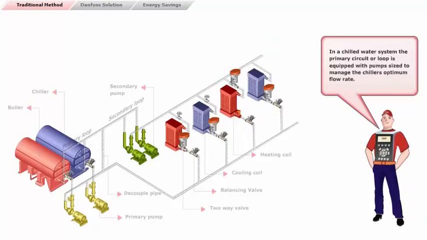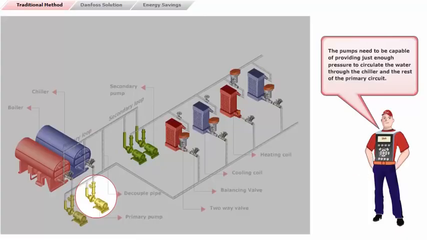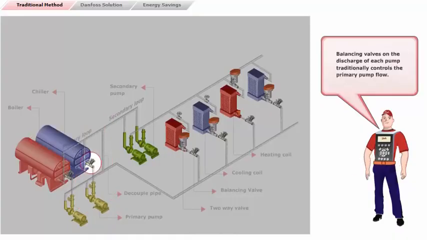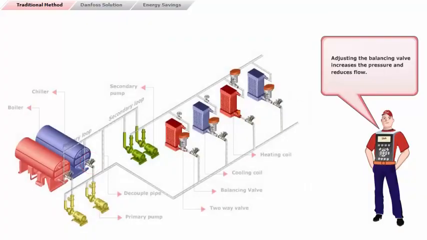In a chilled water system, the primary circuit, or loop, is equipped with pumps sized to manage the chiller's optimum flow rate. The pumps need to be capable of providing just enough pressure to circulate the water through the chiller and the rest of the primary circuit. Balancing valves on the discharge of each pump traditionally control the primary pump flow. Adjusting the balancing valve increases the pressure and reduces flow. These pumps are often oversized due to safety margins in the design. By balancing the valve, losses are added to the pumping circuit to achieve the proper design flow rate.